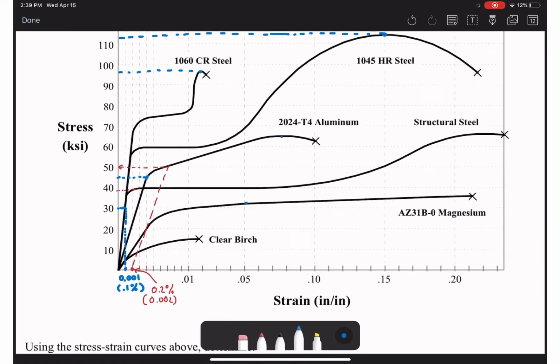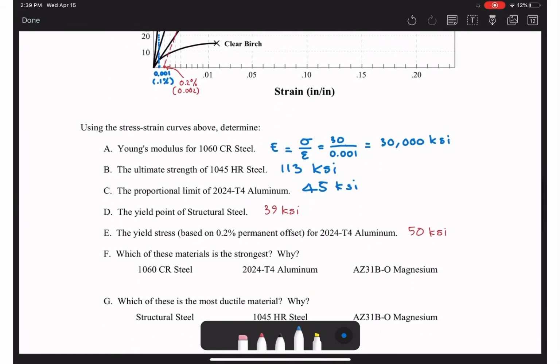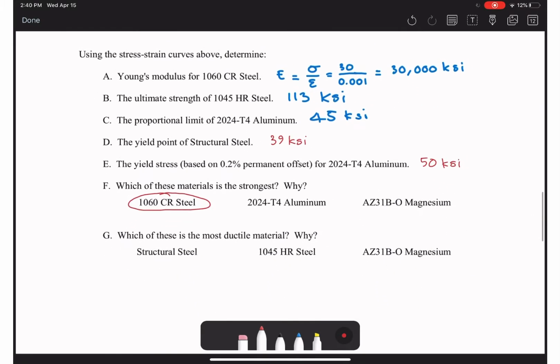So of course that is the highest ultimate stress for these three materials. Absolutely, that is 1060 CR steel. G, which of these materials is the most ductile material, and why? You have to explain why, because that is the highest sigma ultimate.